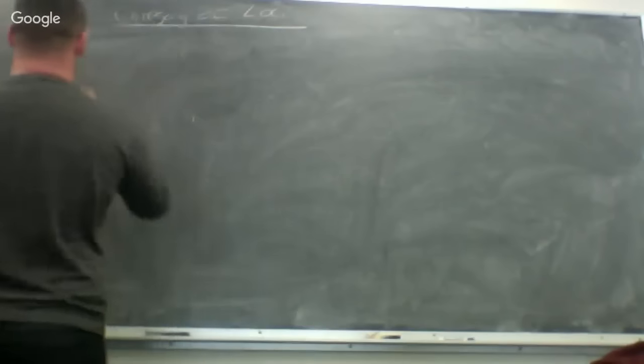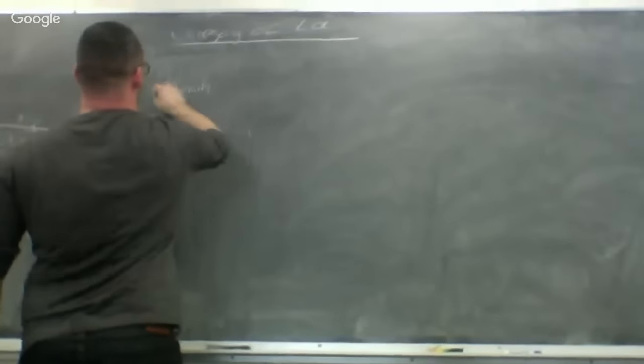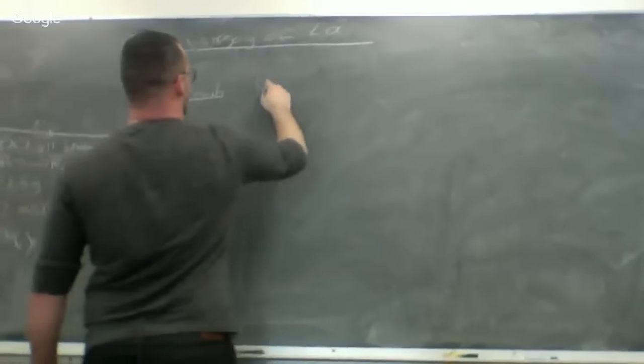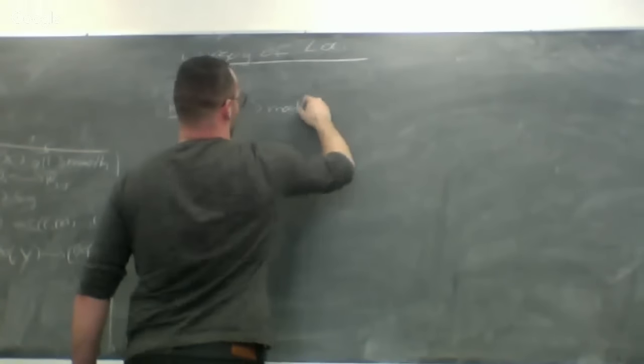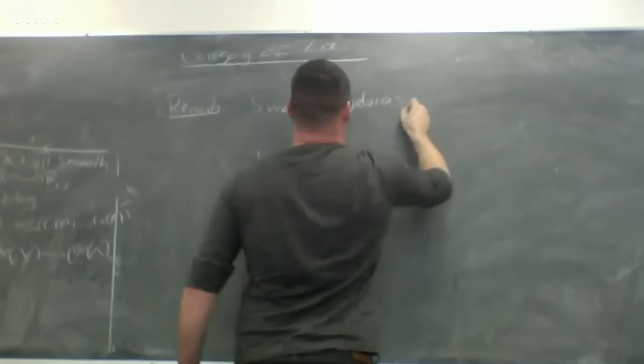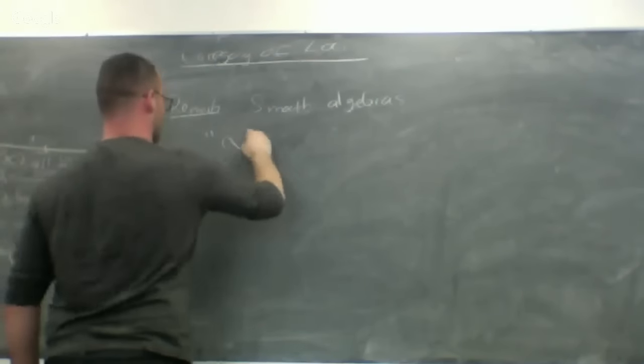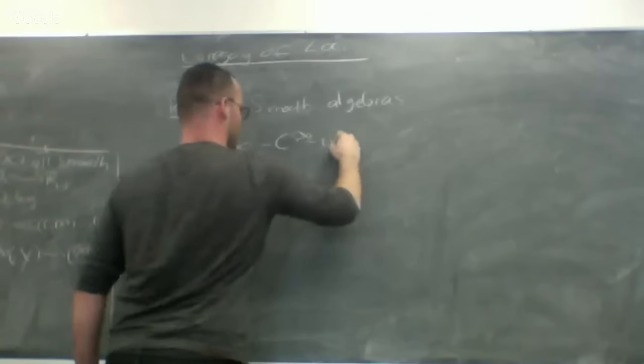So one other thing, some people call C infinity rings, also they go by the name of smooth algebras. And so I thought this was kind of funny. One of the major reasons is people are afraid that we're going to soon start talking about these.